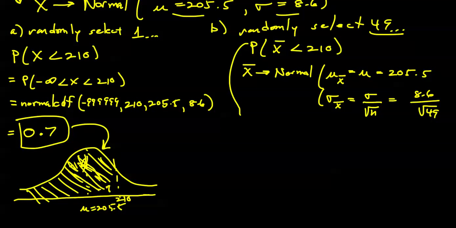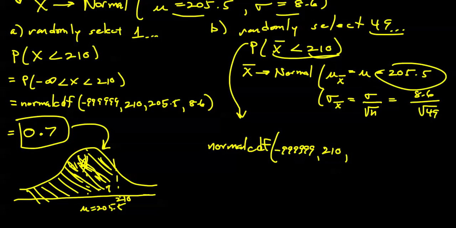So if I ask what's the probability that X bar is less than 210, well, I can write this out using my normal CDF command. Normal CDF. Again, I want to put a left bound. Well, less than 210 goes all the way down to negative infinity. So again, I'll use negative 999,999 as our author's approximation for negative infinity. The right bound is going to be 210.